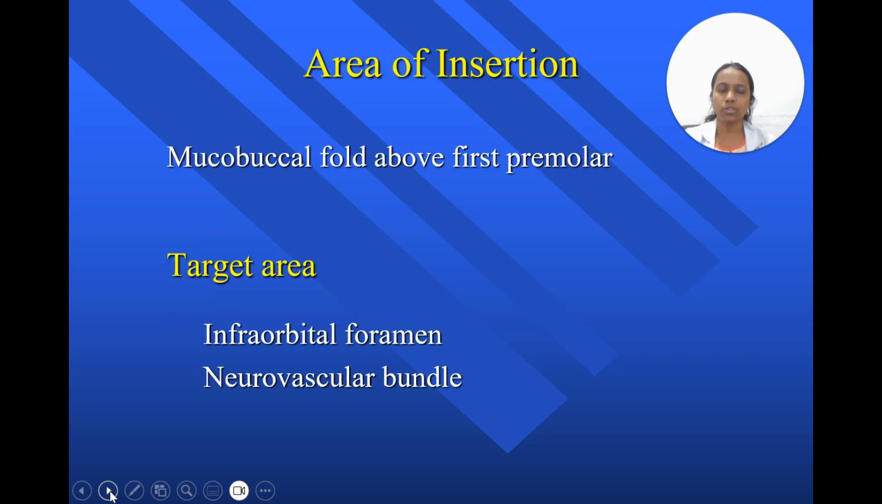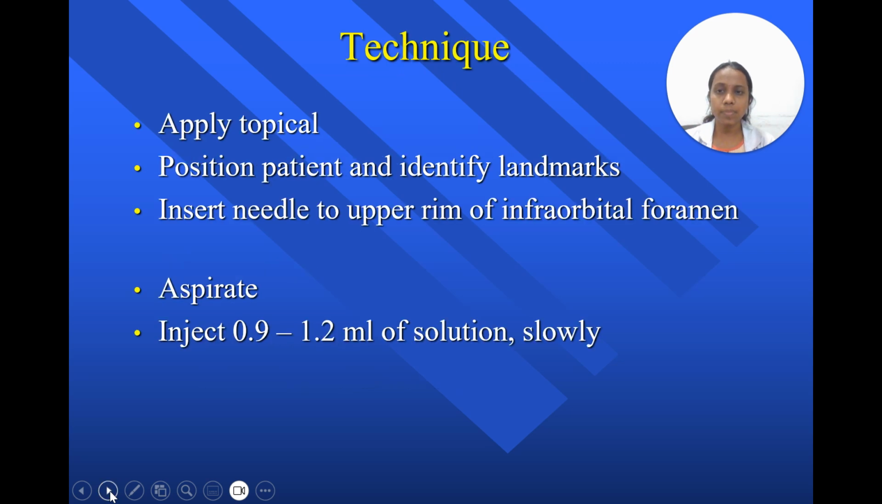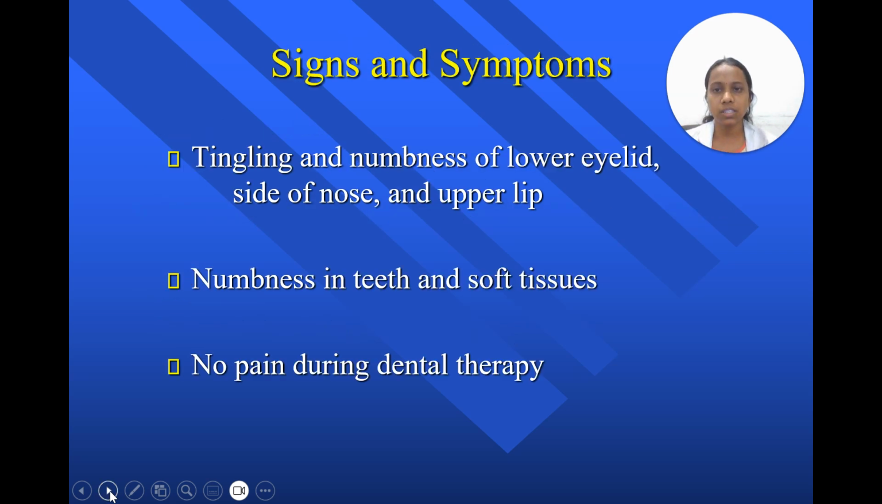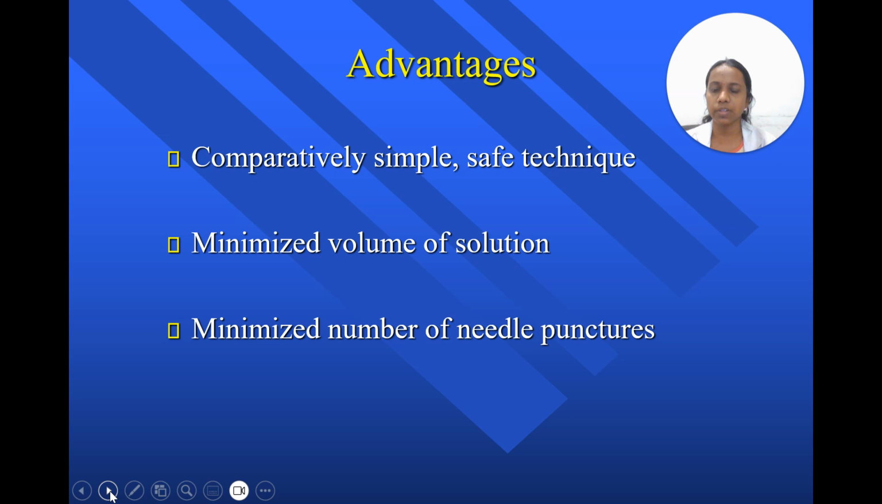Area of insertion is the first premolar. The target area is the infraorbital foramen and the neurovascular bundle. Apply the topical anesthetic, identify the landmark, insert the needle to the upper rim of the infraorbital foramen and inject about 1 to 1.2 ml of fluid. Signs and symptoms include tingling and numbness of the lower eyelid, side of the nose and the upper lip, numbness in the teeth and the soft tissues, and no pain during the dental therapy.